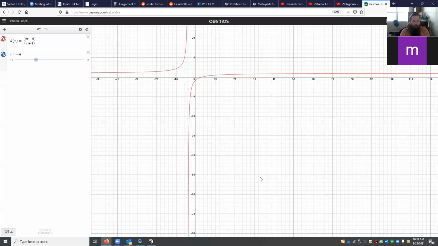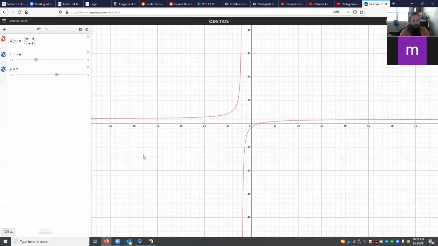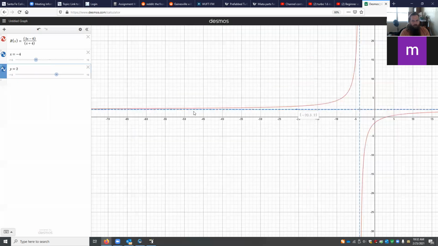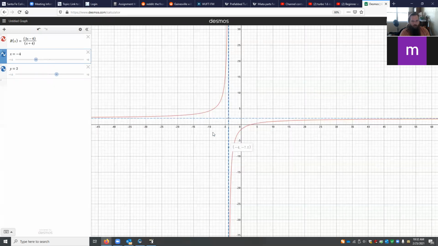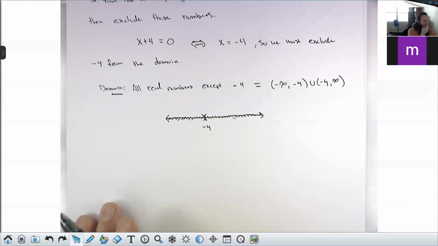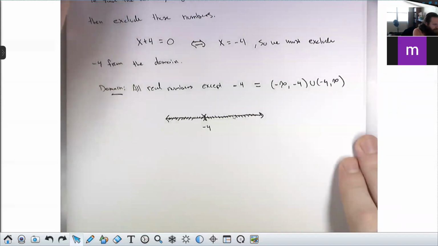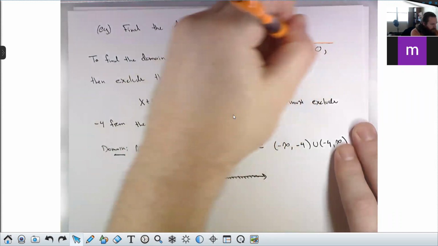So all the fun, crazy stuff is going on over here. And the other kind of interesting thing that's going on is that as you go further and further to the left or to the right, the function approaches this blue line, which is the line y equals 2. So these are called vertical asymptotes, and these are called horizontal asymptotes. I'm going to show you how to find them. All right, so let me put some stuff in boxes here. We can keep track of what's important and what you need to remember for later problems.